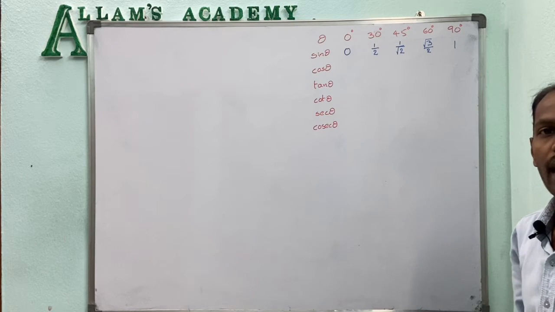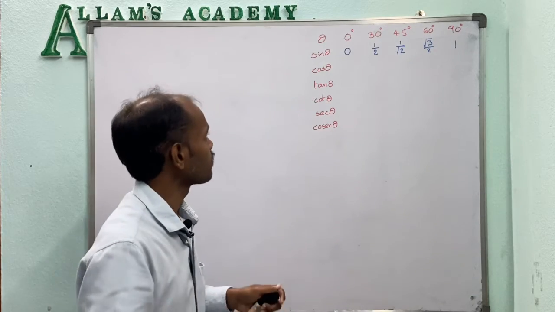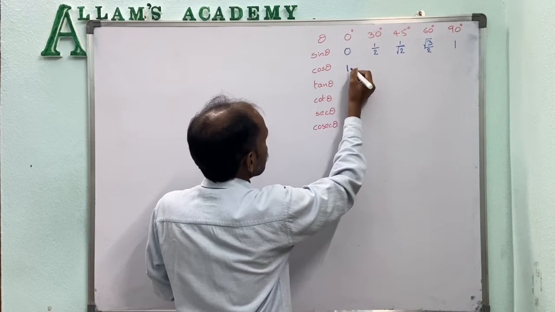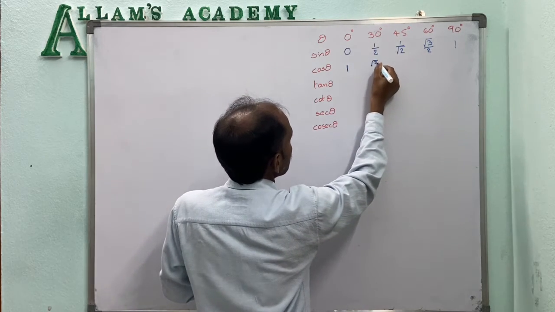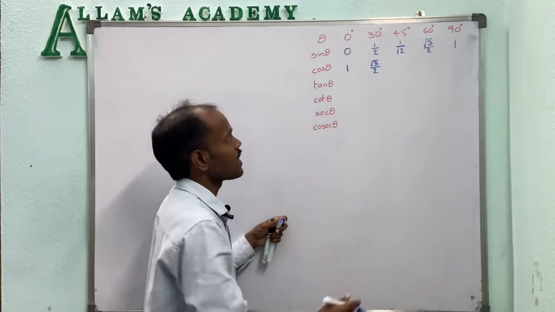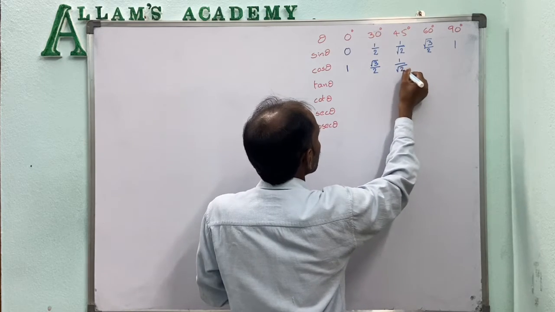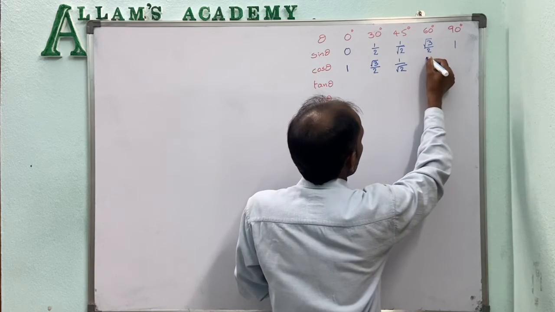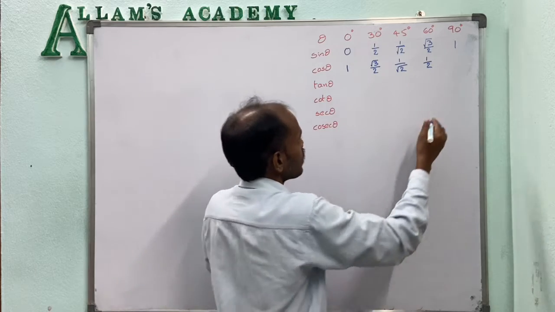Next, cos values of these trigonometric ratios. See, cos 0 equal to 1, cos 30 degrees equal to root 3 by 2, cos 45 degrees equal to 1 by root 2, cos 60 degrees equal to 1 by 2, cos 90 degrees equal to 0.